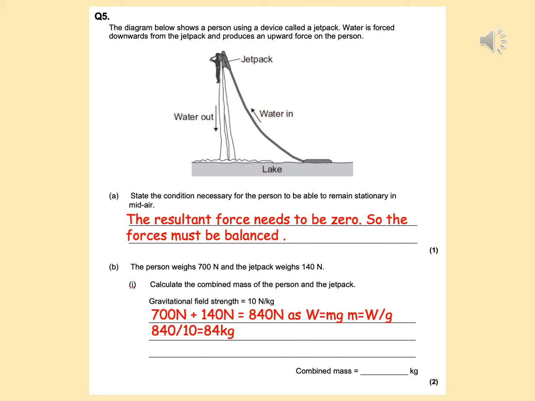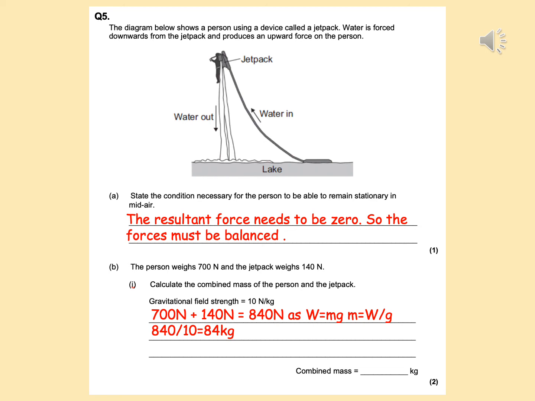So for that person to remain stationary in midair, that means we don't want that person to be moving. So that means we don't want to have any resultant force. So the key part of this question being that the resultant force needs to be 0. You can also additionally explain this in a bit more detail to make sure you get that mark by saying that the forces must be balanced. That would have got you the mark for that question.